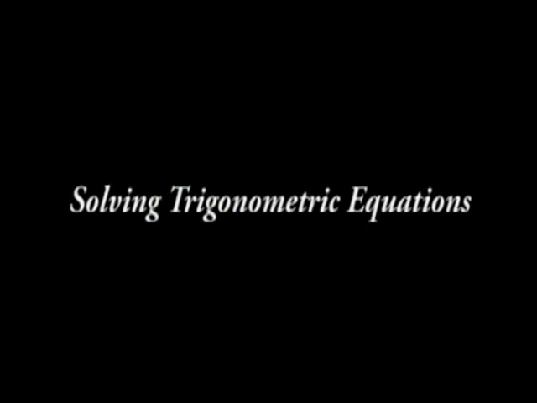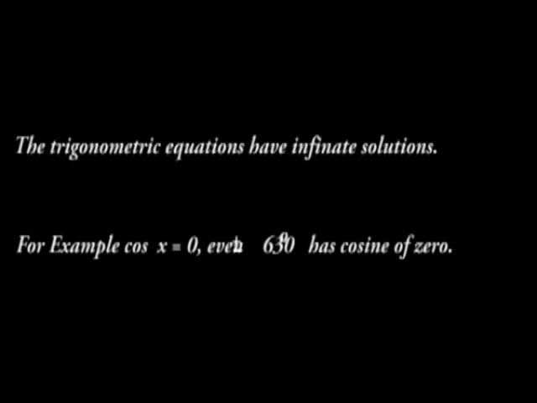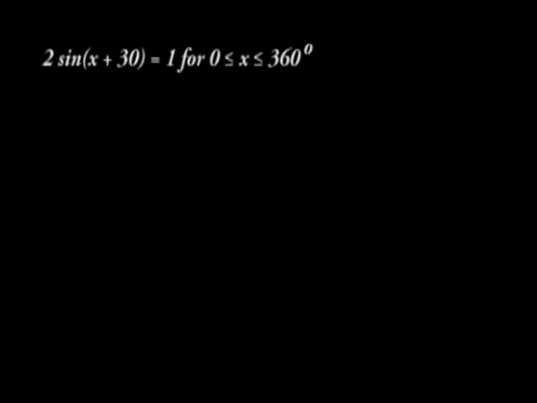Solving trigonometric equations. The trigonometric equations have infinite solutions. For example, cos x is equal to 0. Even 630 degrees has cosine of 0. It is therefore necessary to specify the range of solution required. For example, find x for cos x is equal to 0 for the range of x from 0 to 360 degrees. Let's take an example. 2 sine of x plus 30 is equal to 1 for the range of x from 0 to 360 degrees.